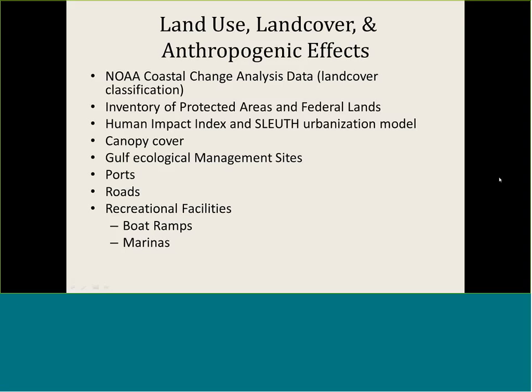So the next group of data is land use, land cover, and anthropogenic effects. This group will be helpful, I think, in providing information regarding the adaptive capacity of the environment, because it will show us areas which are protected or managed, and also show us areas that have high anthropogenic impact, for example, areas of roads, where ports are, and where we find recreational facilities, as well as the maps also include an urbanization model, the SLEUTH model, which has projections of how urbanization might spread in the decades to come.